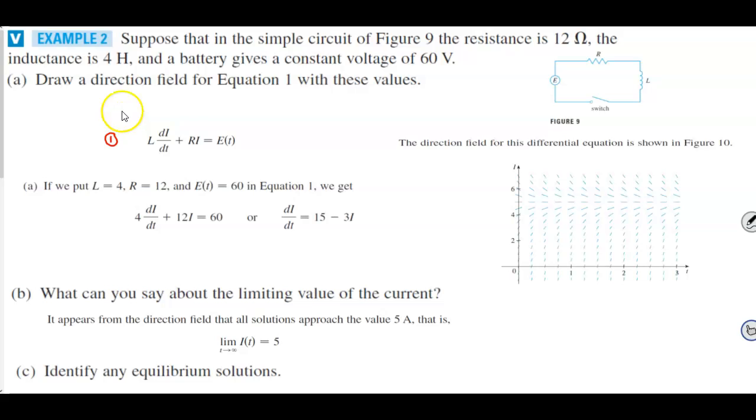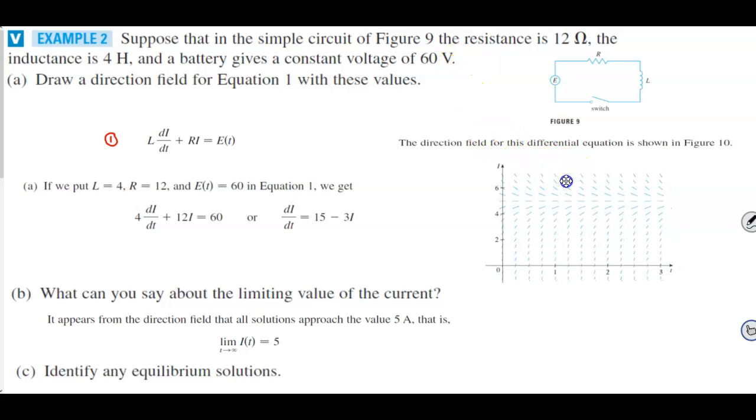So we're going to let L equal 4 since that is the inductance. We know that R is the resistance, which is 12 ohms, and then E of t is the amount of voltage. So here is our equation, and then subtracting 12I from both sides and dividing by 4 gives us the following. And so the direction field for this differential equation is now shown in figure 10.